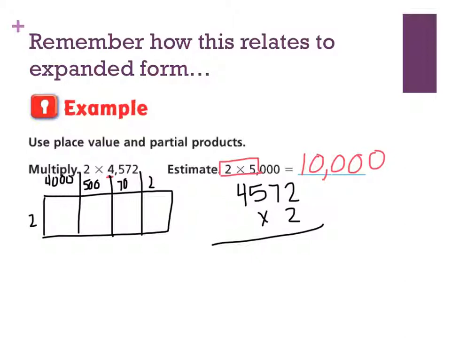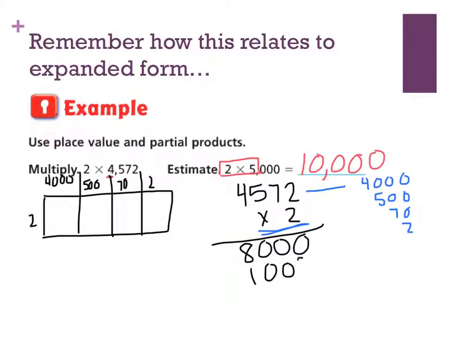So I'd remember that 4,572 is 4 thousands, 5 hundreds, 7 tens, and 2 ones. And I'm going to multiply my 2 by each of those numbers. 2 times 4 thousands is 8 thousands. 2 times 5 hundreds is 10 hundreds, which is also 1,000. 2 times 7 tens, or 70, is 14 tens, or 140. And 2 times 2 is 4.